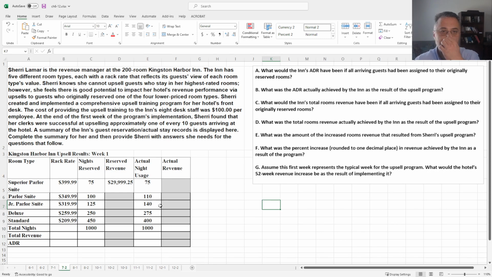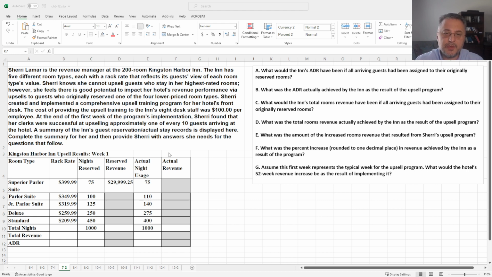Okay, let's look at the next one. Now, in this case, Sherry is the revenue manager at the 200-room Kingston Harbor Inn. The inn has 5 different room types, each with a rack rate that reflects the guest's view of each room type's value. Sherry knows she cannot upsell guests who stay in her highest rated rooms, as expected. However, she feels there is good potential to impact her hotel's revenue performance via upsells to guests who originally reserved one of the 4 lower priced room types.